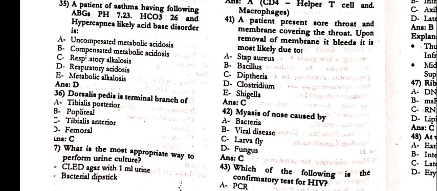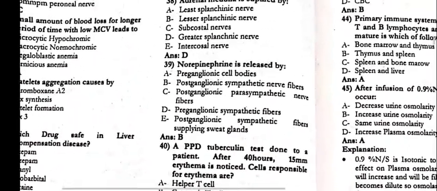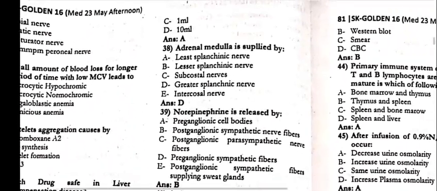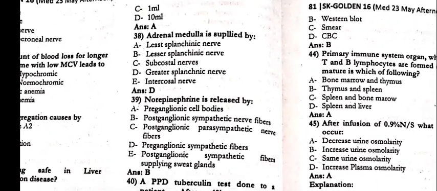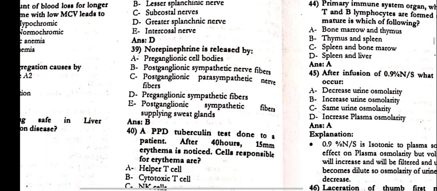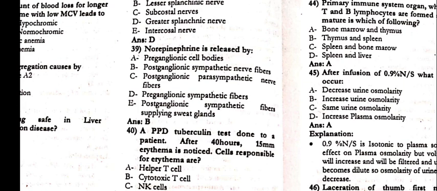Next, 37, what is the most appropriate way to perform a urine culture? That is basically option A. Next, 38, the adrenal medulla is supplied by the greater splanchnic nerve. 39, norepinephrine is released by the postganglionic sympathetic nerve fibers.